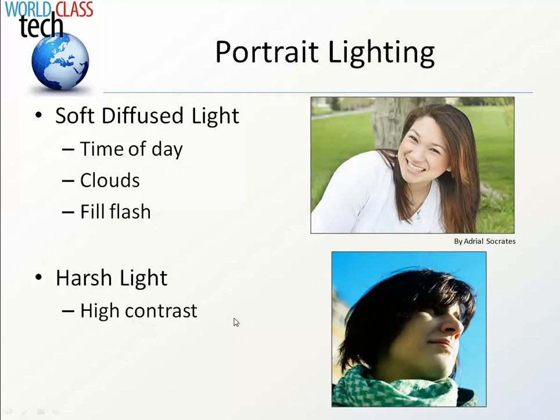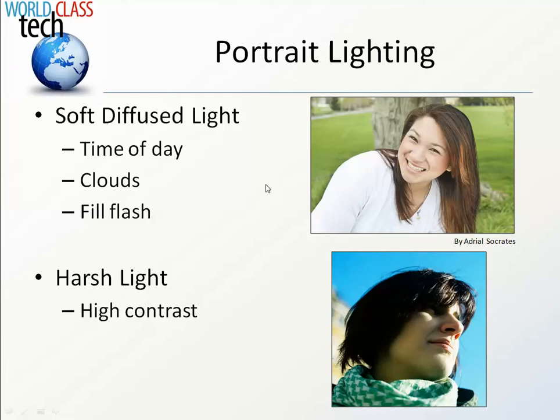Another thing to consider in portraiture with a camera is the lighting. Lighting has a huge effect on the look of the picture. For most traditional portrait photography, we want to have soft, diffused light. This picture here by Adrielle, beautiful lighting. It's soft, it's diffused. What do I mean by that?